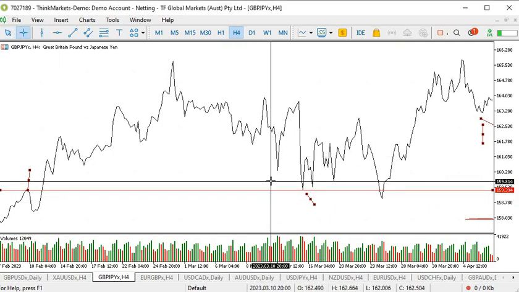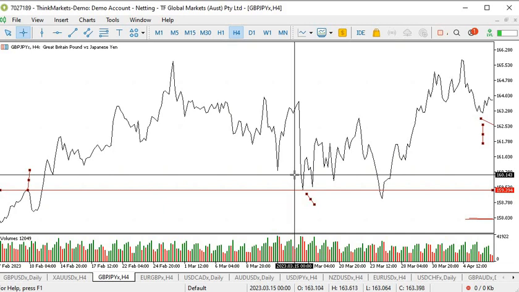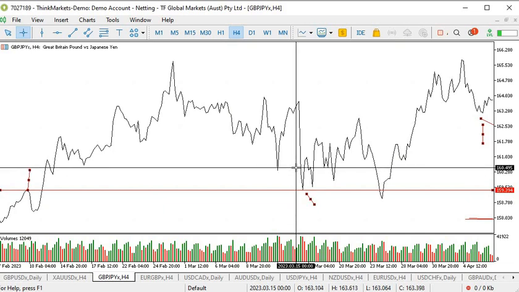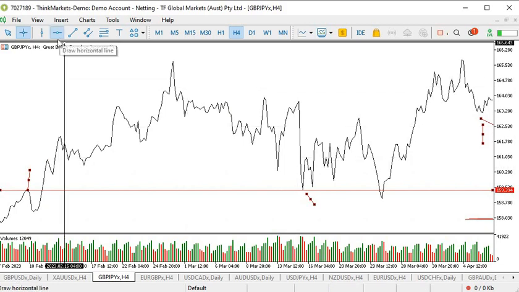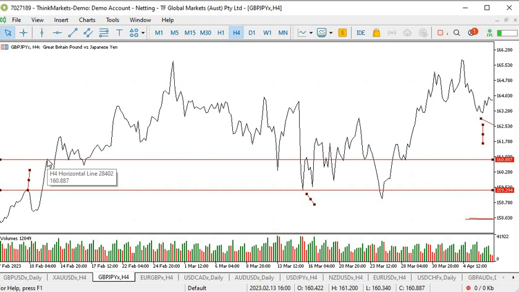We will move gradually upward to find zones. Is it a zone? No. Is it a zone? No. Is this a zone? We can say this area is a zone because it has been tested several times. First, second, third, fourth, fifth and sixth. So it is also a zone. We will draw another one.